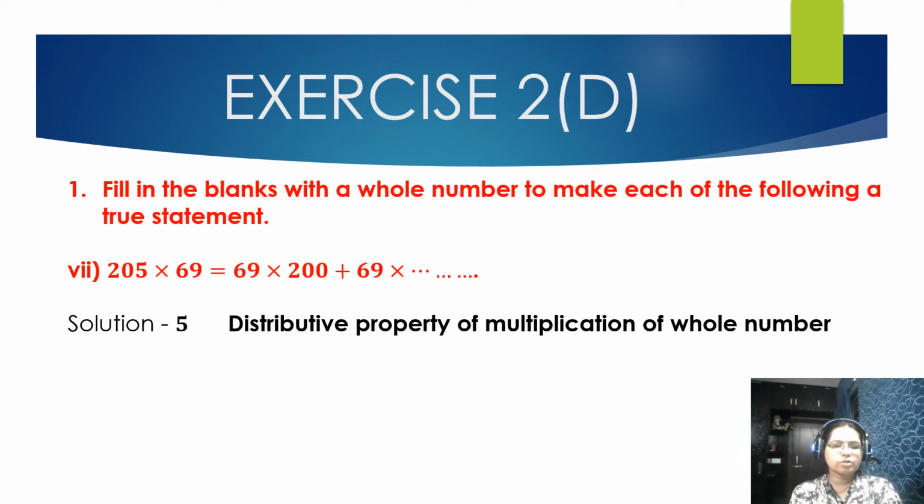Now we solve the 7th bit. 205 multiplied by 69 equals 69 multiplied by 200 plus 69 multiplied by dash. We know 205 equals 200 plus 5. We can write 205 as 200 plus 5, so 69 multiplied by 200 and 69 multiplied by 5. So we have to write down 5 in the blank space. 69 multiplied by 200 plus 69 multiplied by 5, and this is the distributive property of multiplication of whole numbers.